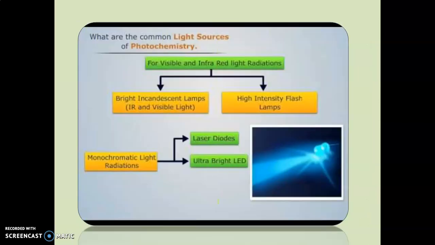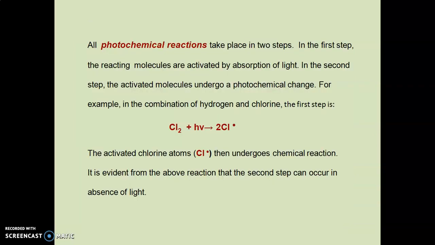Now, what are the common light sources of photochemical reactions? For visible and infrared light radiations, we can use bright incandescent lamps or high intensity flash lamps. For monochromatic light radiations, we can use laser diodes or ultraviolet LEDs.